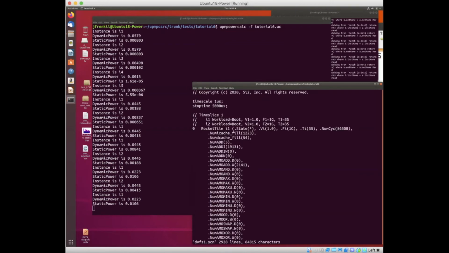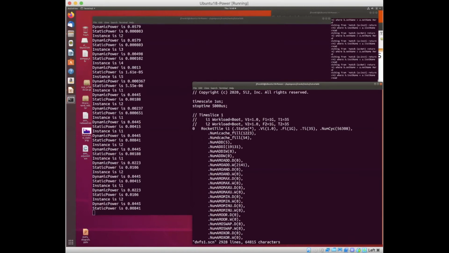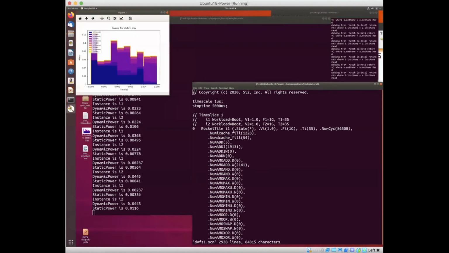Now here is the scenario file that contains the DVFS information. First, we show here that we're assigning a workload called boot to I1 and I2. Later in the simulation, we'll assign other workloads, but initially they're both booting. And you can see the voltages, the frequencies, and the temperatures at which they're operating initially. Here you see the parameters that the model is parameterized with. And within the parentheses for each, you see the counts of the various events. Here we show 1,223 iCache fills.